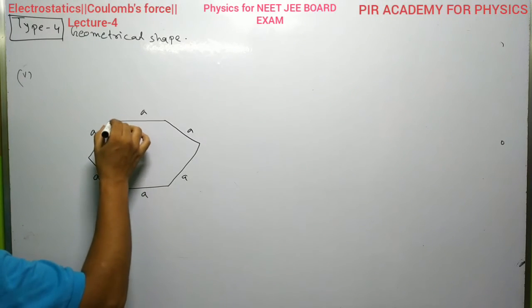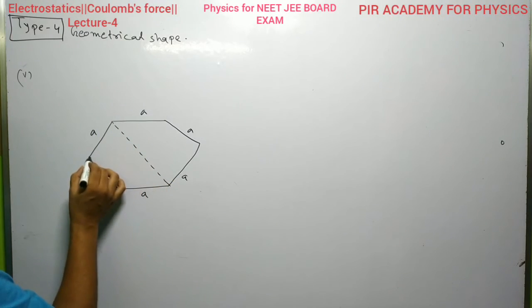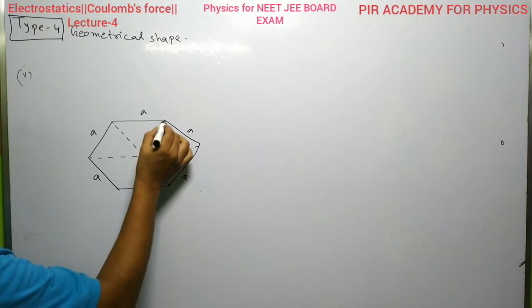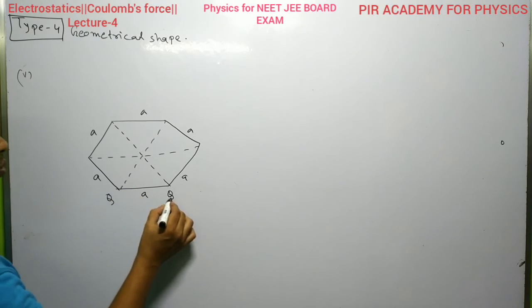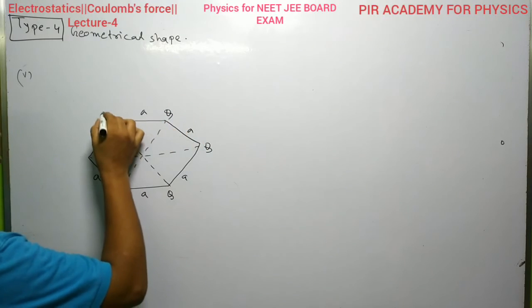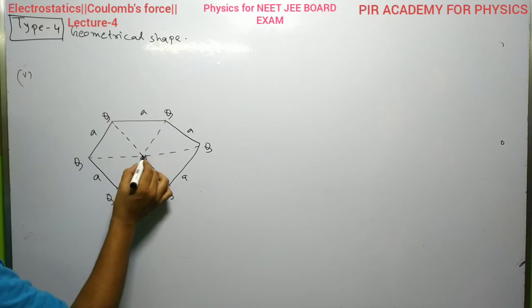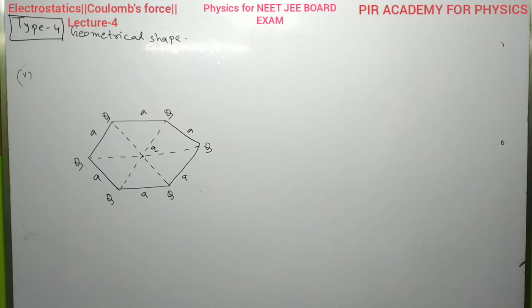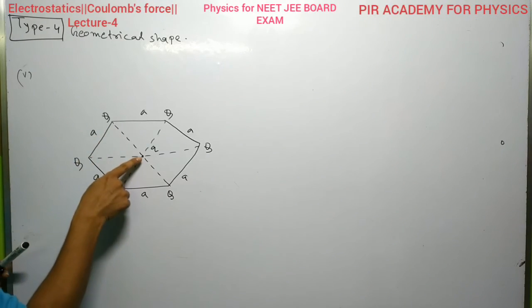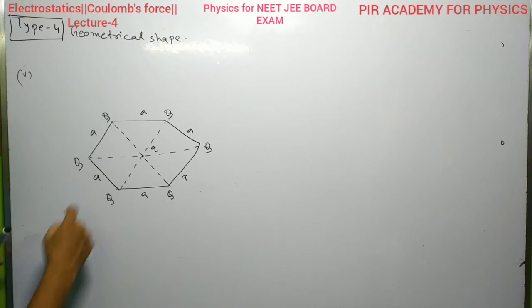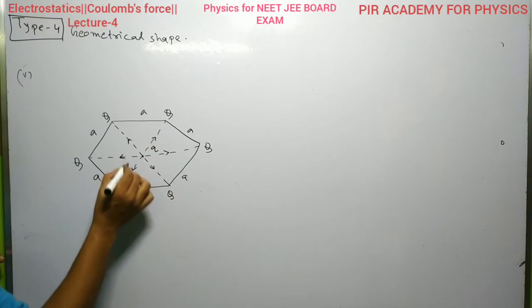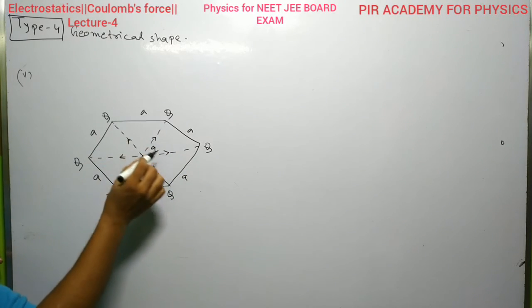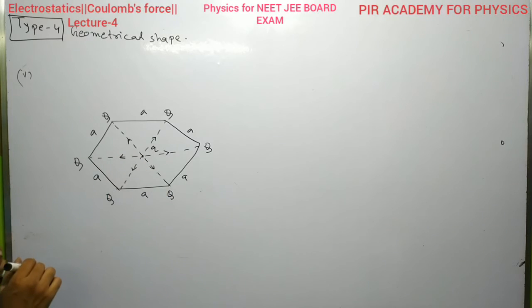Suppose all the charges are plus Q. If I place another charge at the center, then the total force will be 0, because this charge repels this charge and this charge repels this charge, all in opposite directions. So in this condition the total force on Q will be 0.